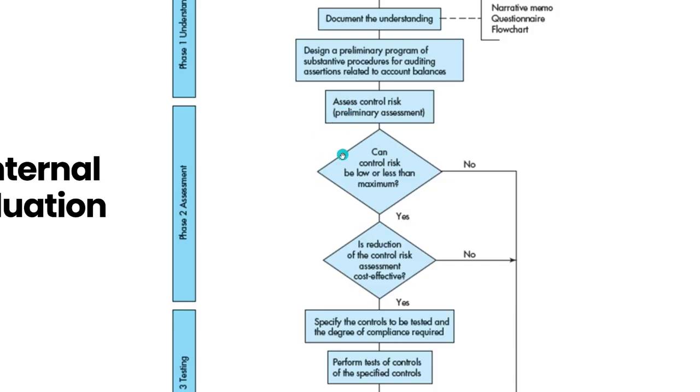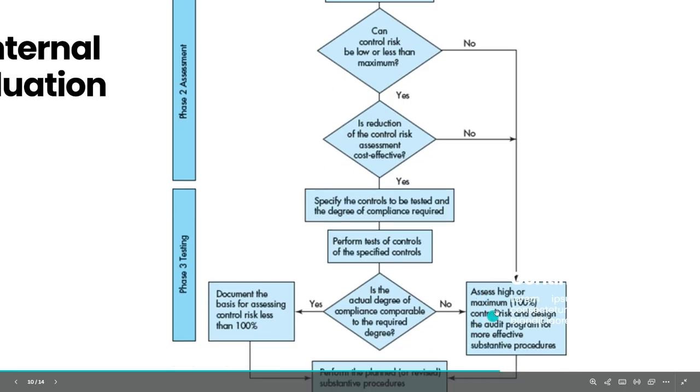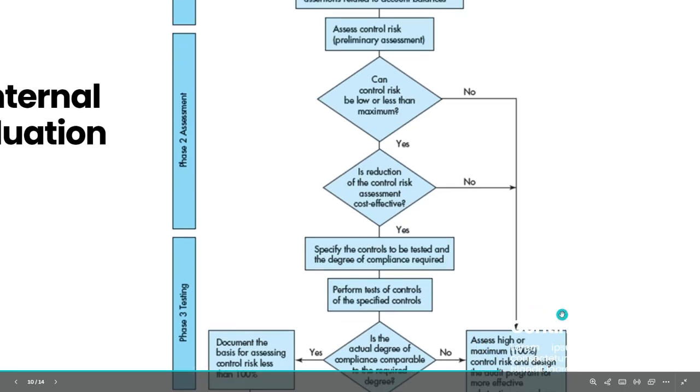So we have our assessment, and we want to know, can control risk be low or less than the maximum? So remember, the maximum means that control risk is 100%. We are 100% sure that there are some problems with their internal control, and these controls will not prevent or detect misstatements. So if we can't lower below that, where we're 100% sure there's a problem, then we would just follow this no, and we would say we assess risk at the maximum and design our audit accordingly.